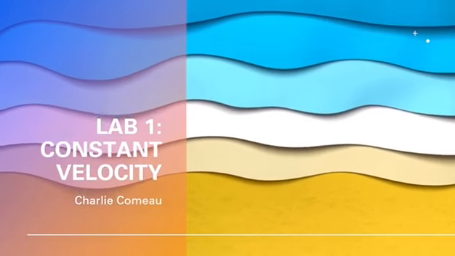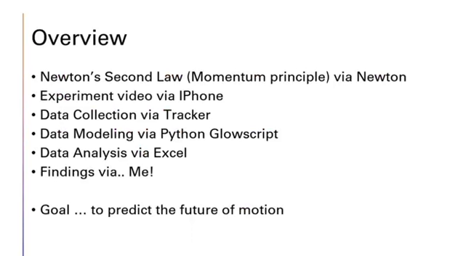And so, quick overview, we are using Newton's second law, the momentum principle, to analyze the motion of an object moving at constant velocity. Our video is taken through iPhone, our data collection is through Tracker, our computational modeling is done through GlowScript using the Python programming language. Our data analysis is done in Excel, and all these findings are done by me. So all of this is done with the goal to predict the future of this object's motion using the current state of it and its previous states of its data as well.